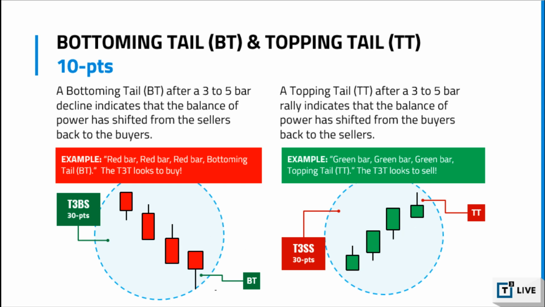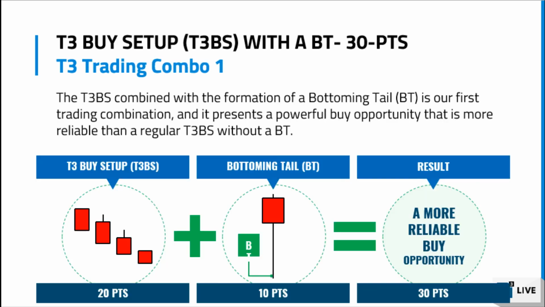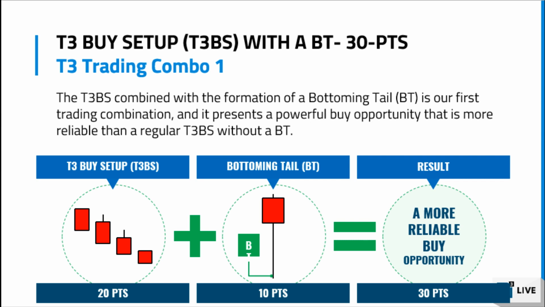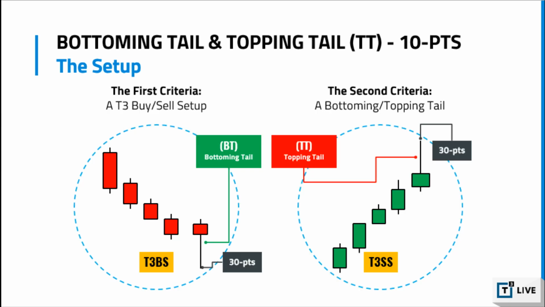If you get a buy setup plus a bottoming tail or a sell setup plus a topping tail, that gets 10 extra points, and now that setup is given 30 points rather than 20 points. And therefore, a buy setup with a bottoming tail equals a more reliable buy opportunity. A more reliable buy opportunity, and as I said, it gets 30 points.